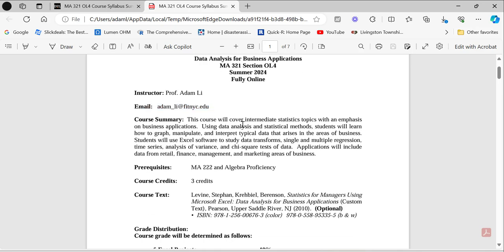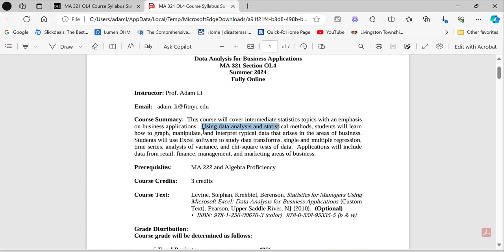So this course covers intermediate statistics topics with emphasis on business applications. So we're going to use data analytic tools and statistical methods to do some analysis. So you learn how to graph, manipulate, and interpret typical data that arise from the business field.